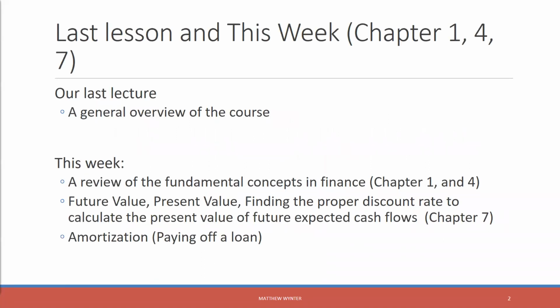Our last lesson provided a general overview of the course. This week, we're going to delve into chapters 1 and 4 and touch a little bit on some material in chapter 7. So we'll go over the fundamental concepts in finance. We'll look at the future value, present value, and finding the proper discount rate. We'll calculate how to find the present value of a perpetuity, an annuity, and a growing perpetuity and annuity. And then lastly, we'll look at amortization, which is paying off a loan bit by bit.